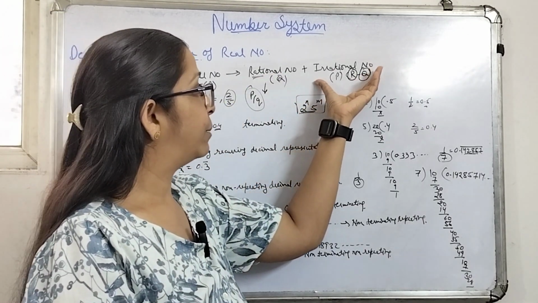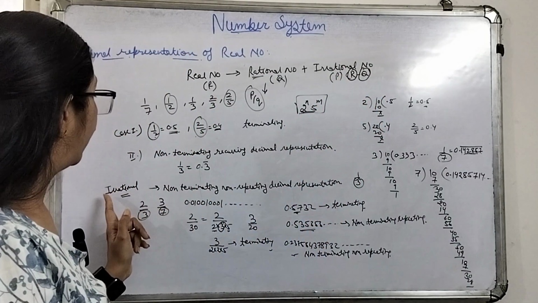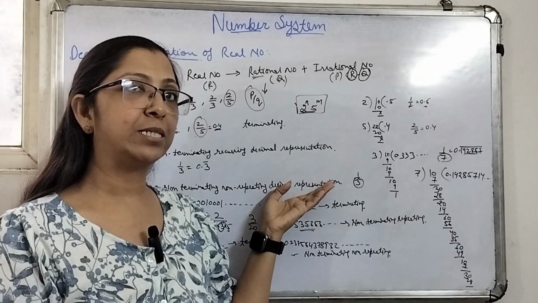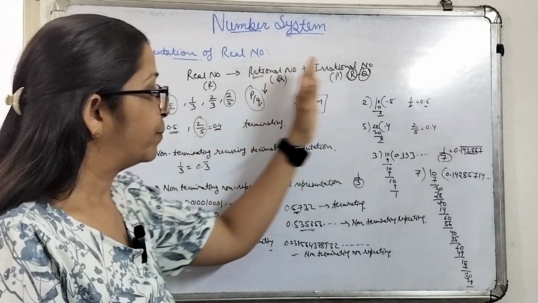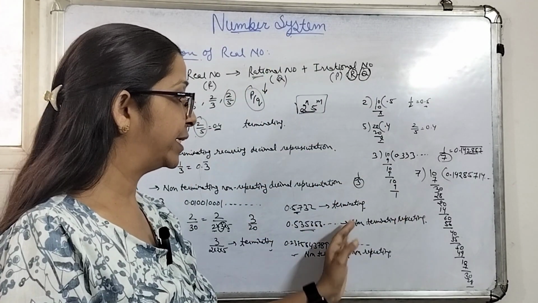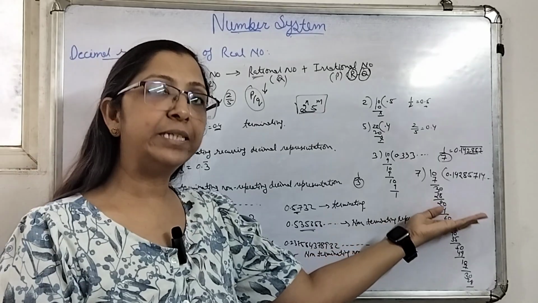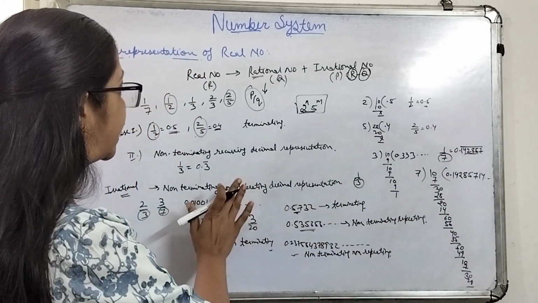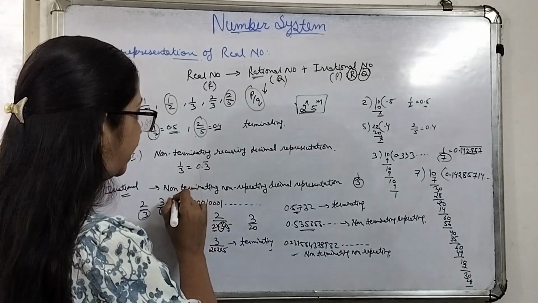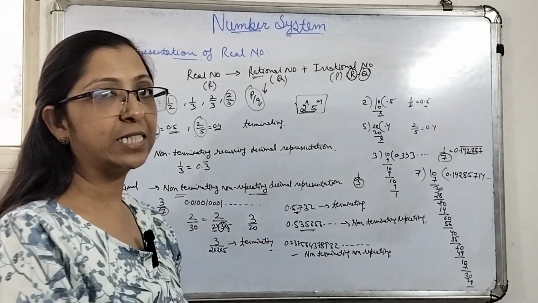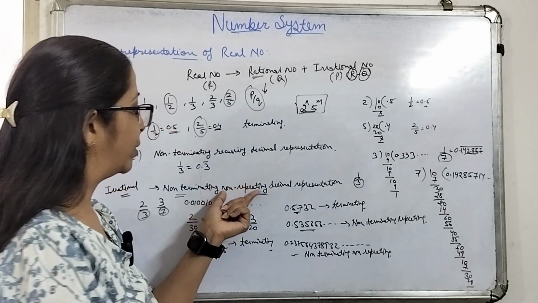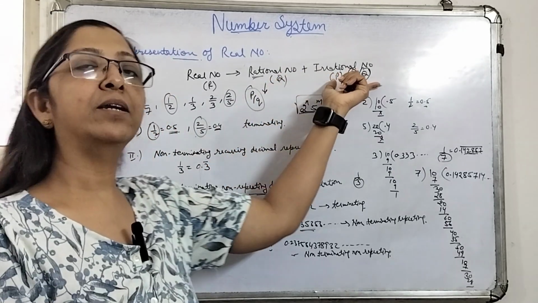Now for the irrational number, the decimal representation is non-terminating, non-repeating type of decimal representation. That means it never terminates. Because we cannot represent it in the form of P upon Q, there is no point of division. Simply the decimal representation will be non-terminating, non-repeating, which means no group is repeating again and again. This will be the representation for your irrational number.